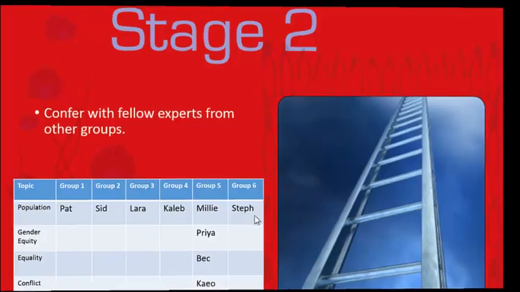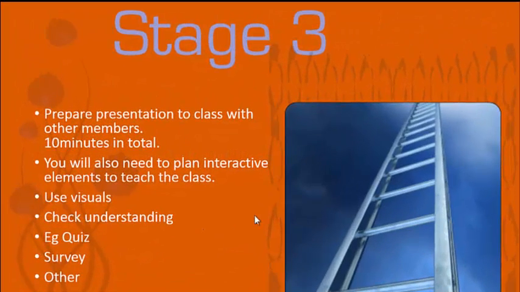So once you've done that, you go to stage 3, and this is where you go back together into your groups of 4 again, and together what you have to do is to prepare a presentation to the class, and it's not to be more than 10 minutes. Right? But where this is a little bit different is that you'll need to plan to teach the rest of the class for the next 20 minutes. So you'll have half an hour all up.